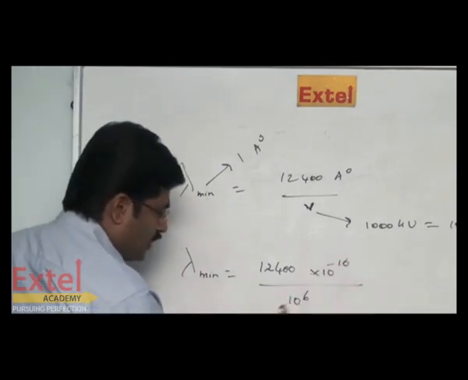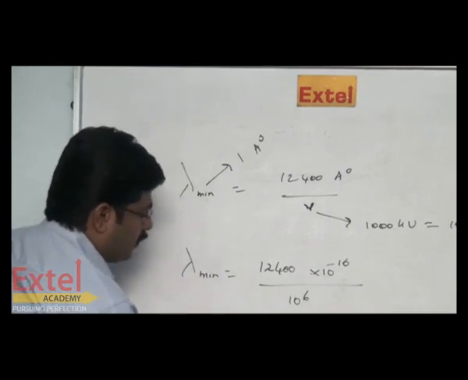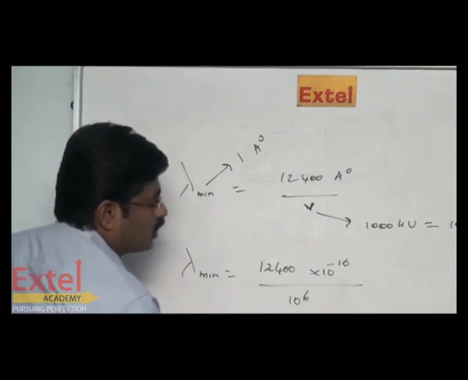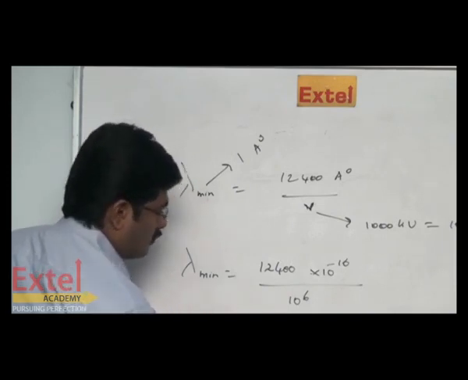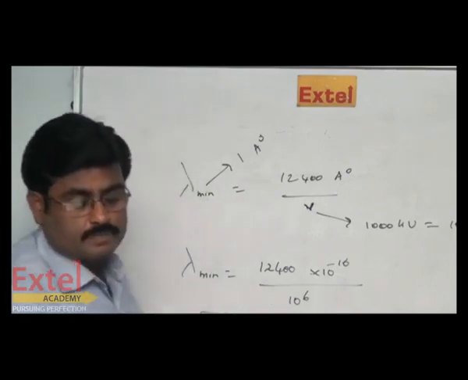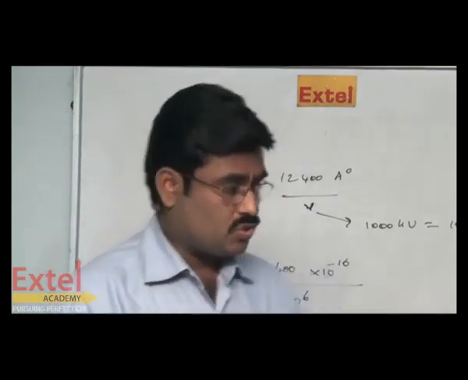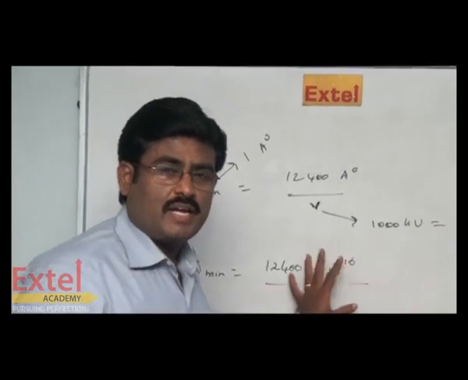So when you cancel this, you will get lambda minimum equal to 0.0124 angstrom. So with that, we come to the end of this topic.